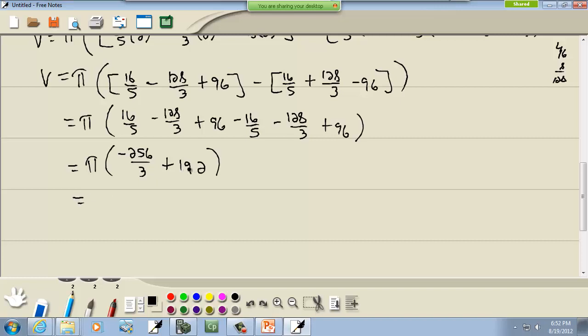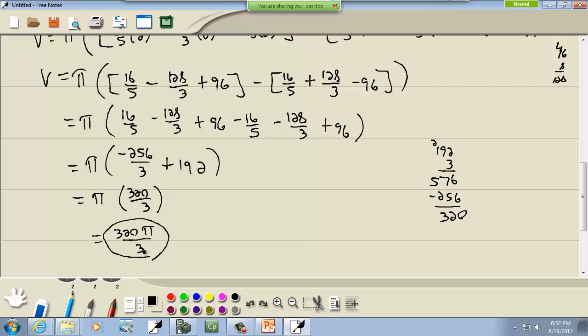Now this is a mixed number. We'll take 192 times 3, and then subtract 256. And we end up with, what do we end up with? Positive, I guess, 320 over 3. So our answer is 320 pi over 3. Assuming I didn't make a simple math error, which is very easy to do on these.